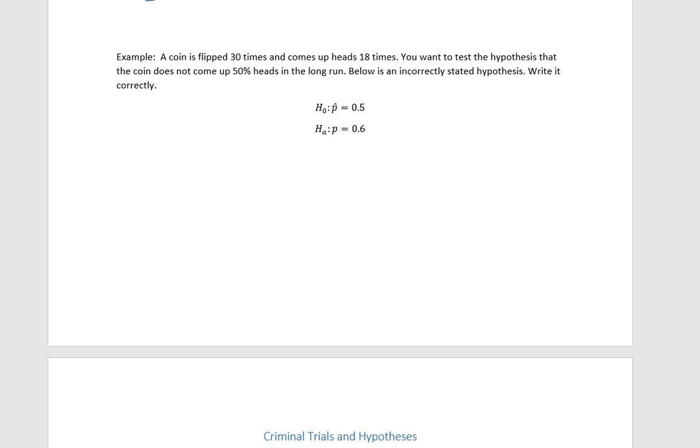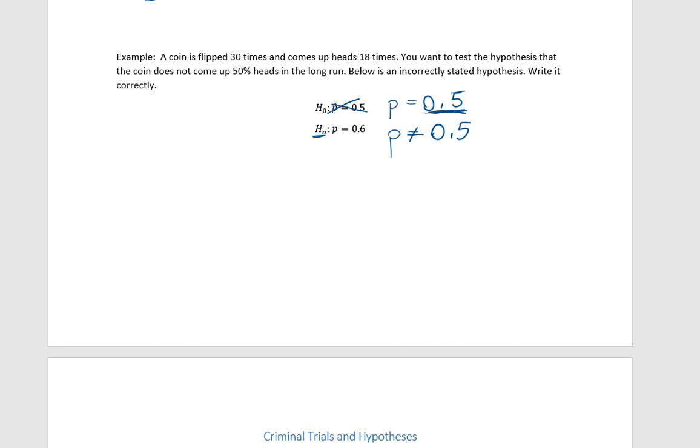Okay, so here's what's wrong. This p-hat is not what we're using. We want to say something about the whole population or all coins that we're looking at. So we say p equals 0.5. The alternative hypothesis is always related to the original value. So the alternative hypothesis should be that p does not equal 0.5.